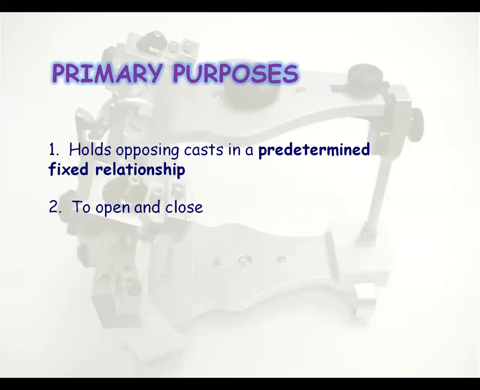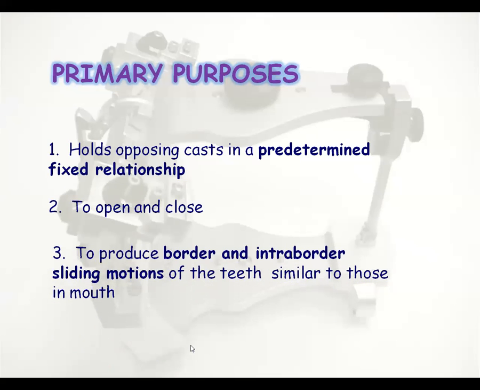It should open and close. The proper opening and closing movement should be performed with the help of your articulator. If it is not permitting the movements, it is very difficult to fabricate any prosthesis with the help of the articulator. The primary purpose also includes that it should produce all the border and intra-border slide movements, which are similar to the movements that can be given in the patient's mouth.